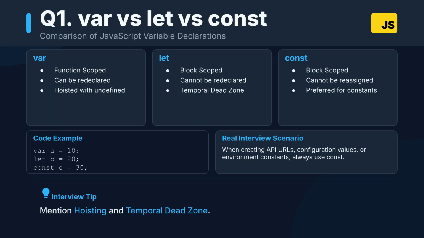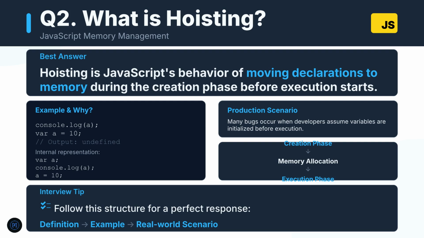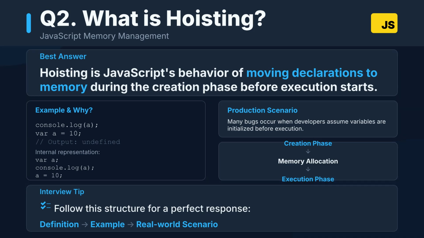First, let's compare variable declarations, var, let, and const. Remember that var is function scoped and hoisted, whereas let and const are block scoped. Always prefer const for fixed values. Question 2. What is hoisting? Hoisting is the behavior where declarations are moved to the top of their scope during the creation phase. It's crucial to understand how this impacts your code execution.